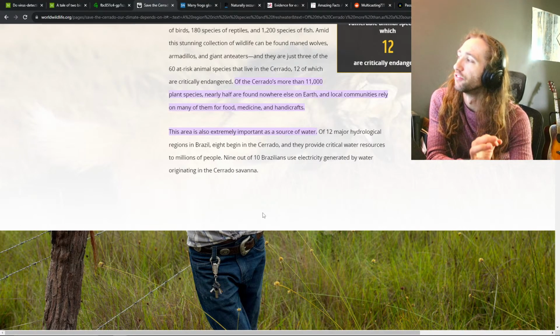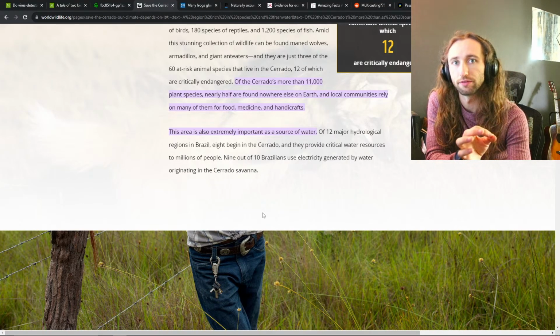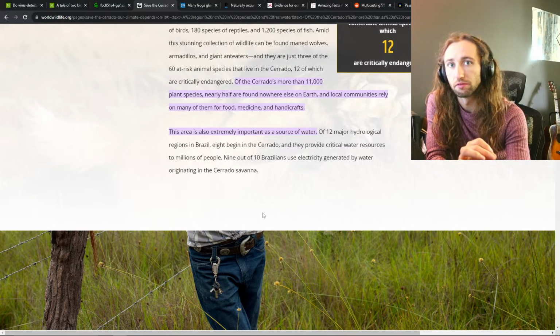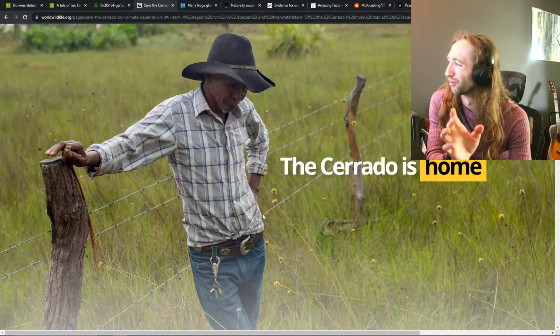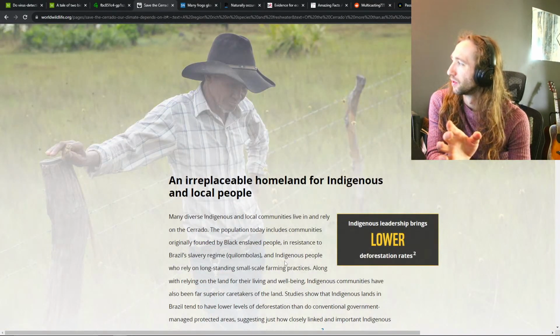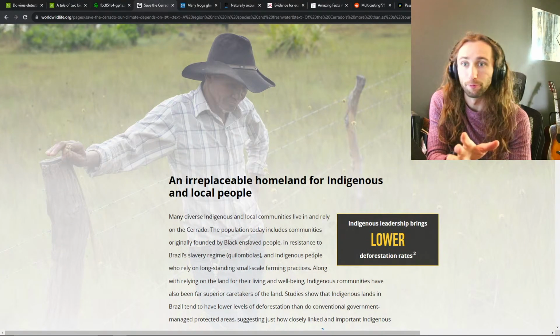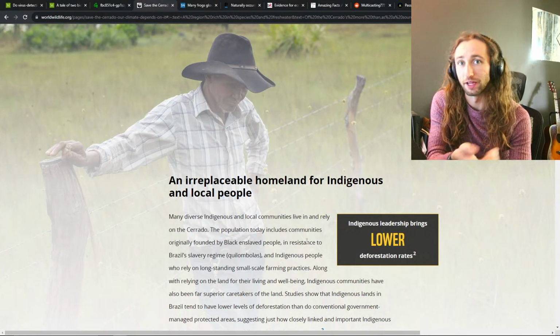9 out of 10 Brazilians utilize water originating in the Cerrado savanna. I messed that up. Whatever. We're going with it. Now, what's happening in the Cerrado?